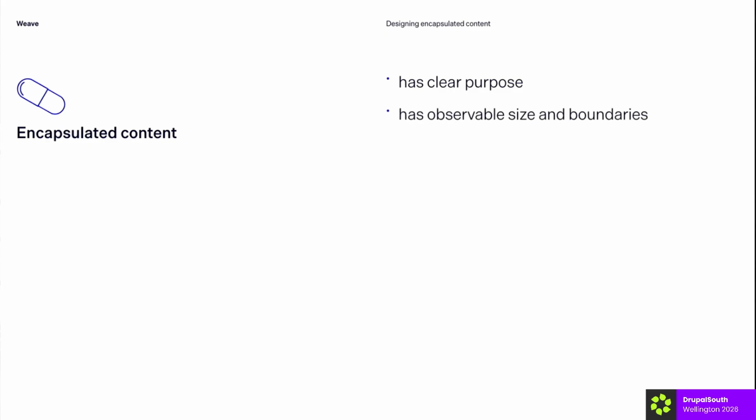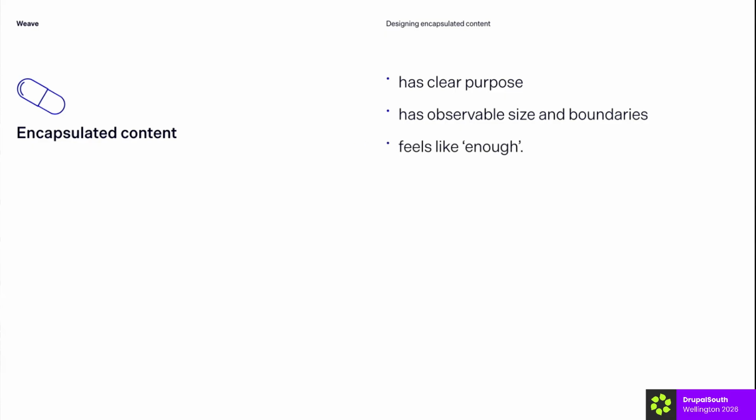Encapsulated content has observable size and boundaries. If you download a PDF, it's got a certain number of pages. It's easy to check how many pages it has, and PDFs don't magically grow more once you've got it. The boundaries are very clear. The boundaries are literally a file.